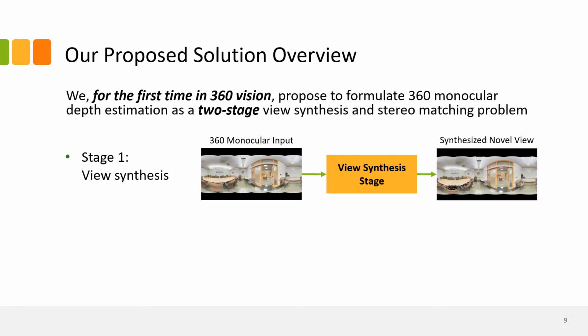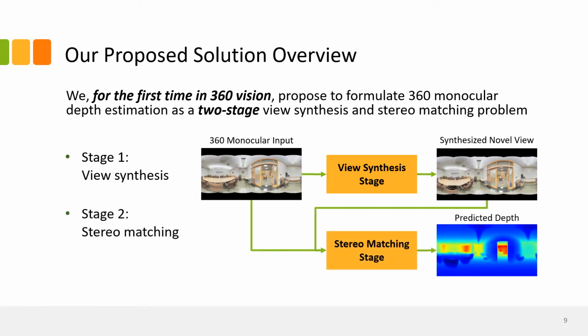First, we pass a 360 monocular input into the view synthesis stage, where one or more novel views are synthesized. Next, the original view and the synthesized views are used together as the input to the stereo matching stage, which outputs a final, high-quality depth map. Our approach, PanoDepth, is model agnostic. In other words, the networks in the two stages are replaceable. With our customizations for 360 domains, such as spherical warping layers, PanoDepth outperforms previous state-of-the-art 360 monocular depth estimation approaches, regardless of the combination of network settings.